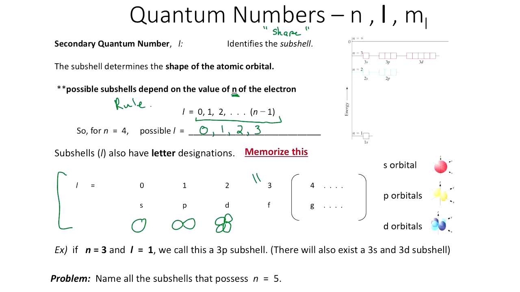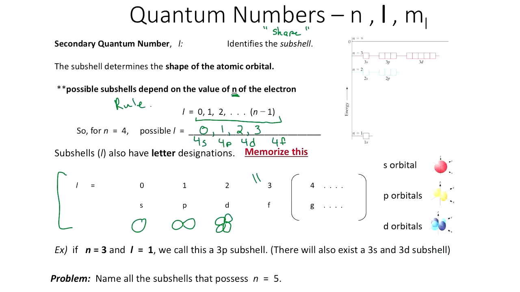The possible subshells we can have: L of 0 is an s orbital, so that would be 4s, and 4p, because L of 1 is a p orbital. We can also have a 4d subshell, and we can also have a 4f subshell. Those are the possible subshells that we can have for n equals 4. And that will change for any other n value electron.